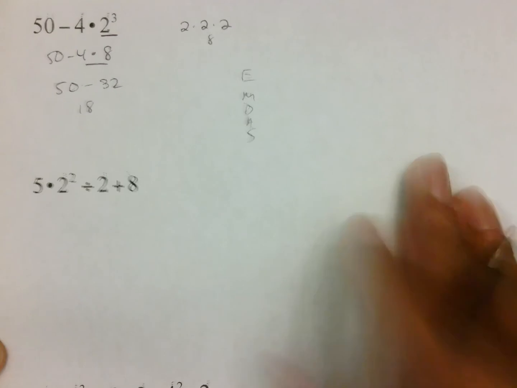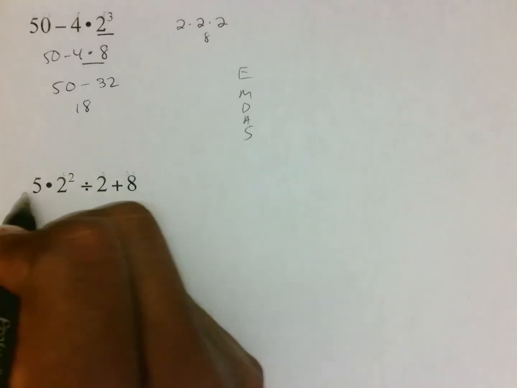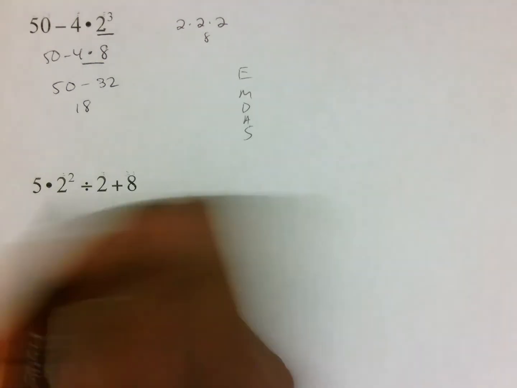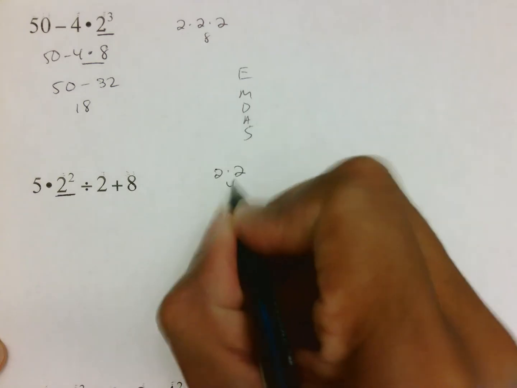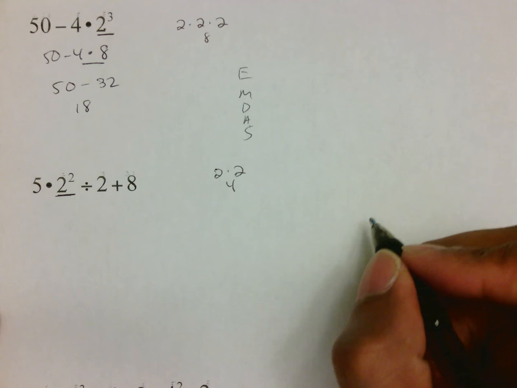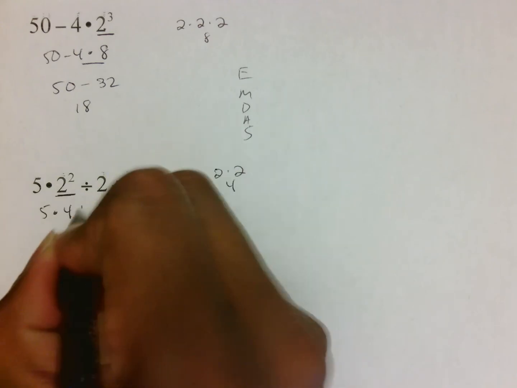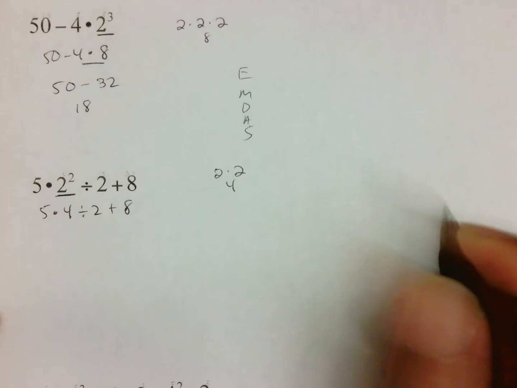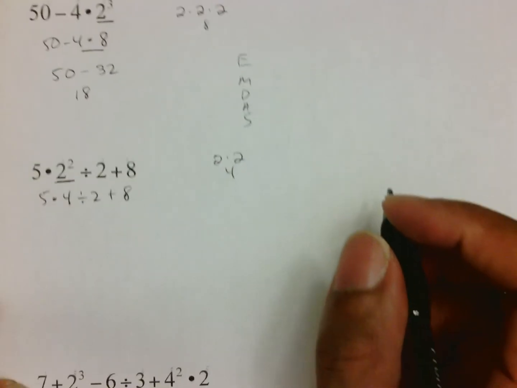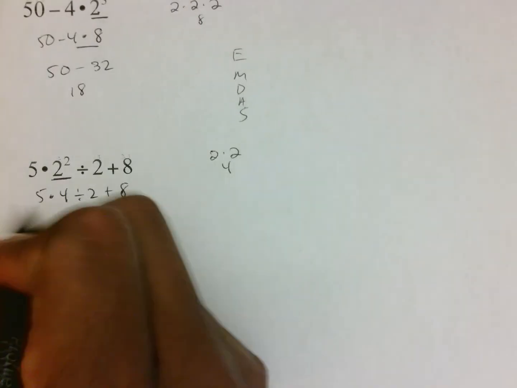On the second example, you have here 5 times 2 squared divided by 2 plus 8. This is my exponent. It needs to be expanded and worked out. We of course know that 2 times 2 is 4. So I come back over here, 5 times, again turn that into 4, divided by 2 plus 8. Now that we have the exponents gone, we're looking for the first teacher.